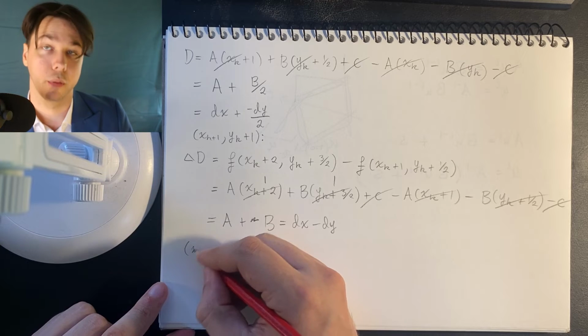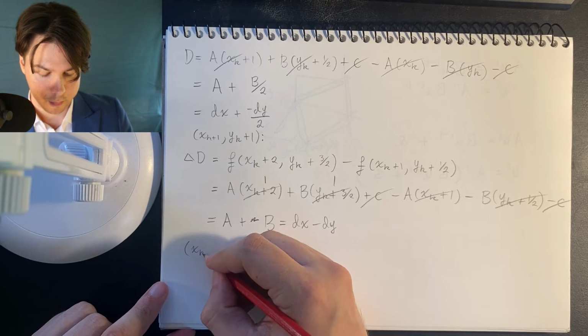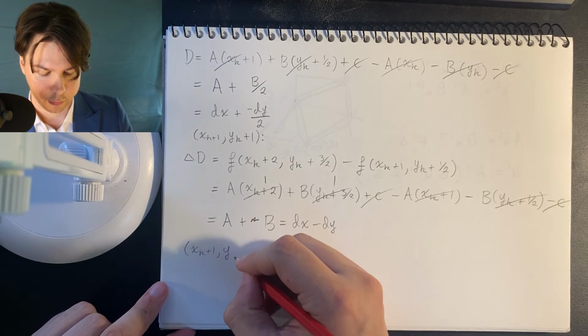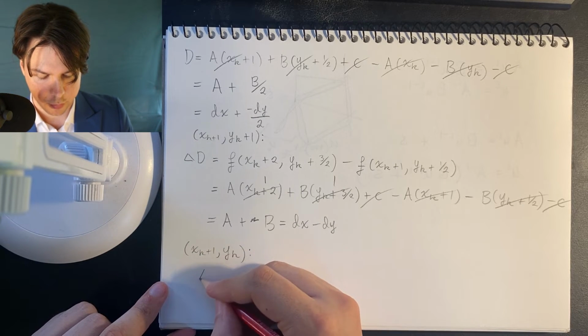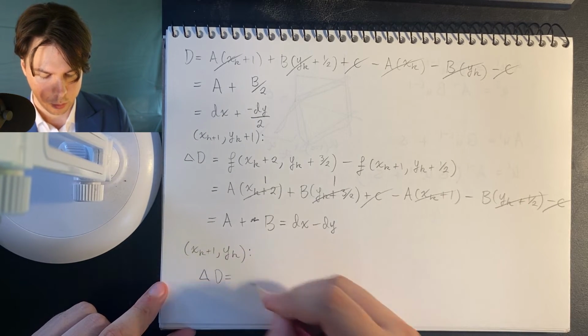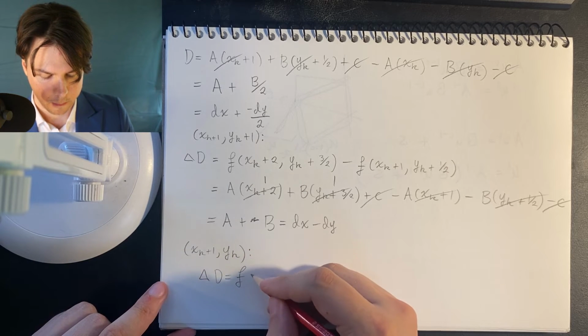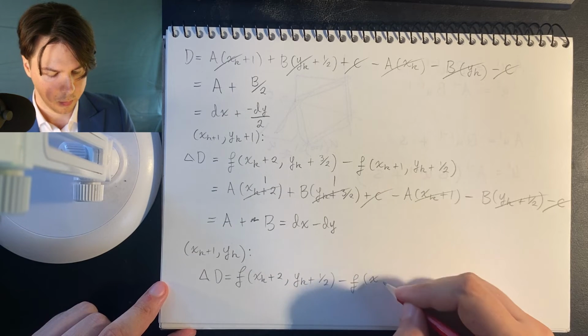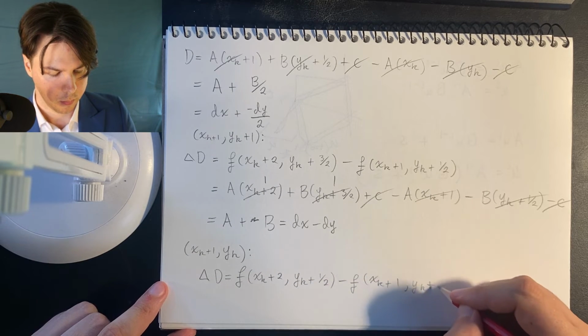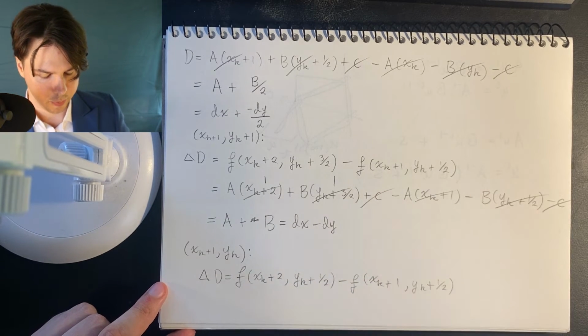On the other hand, if we plotted xk plus 1, but just yk, then our decision parameter would be that one there.